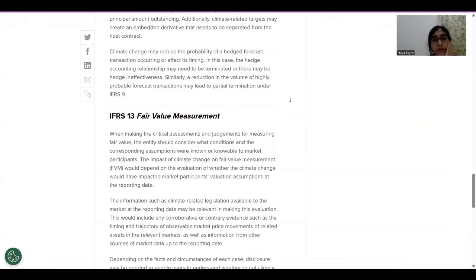Then it may reduce the probability of a hedge forecast transaction occurring or affect its timing. In this case, the hedge accounting may need to be terminated or they may be adjusted. Of course, if you know in depth about hedge accounting, you will know about all this: fair value hedge, cash flow hedge, all of that. So if, for example, it's unlikely because of the climate event that in the future the transaction will take place, therefore, what you will do?